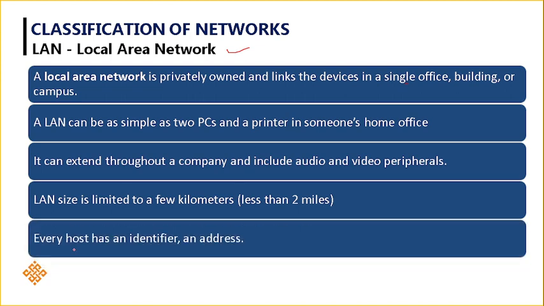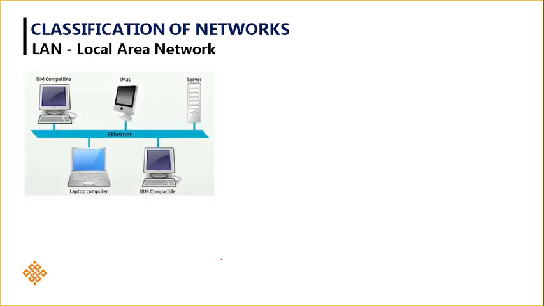If you take any LAN, every network is identified with an address. We call it an IP address, because every system should have a unique IP address to communicate among the systems. So this is one small example of a local area network where there are various peripherals, like an iMac computer or IBM compatible, one server, and a laptop. All are connected to an Ethernet LAN.